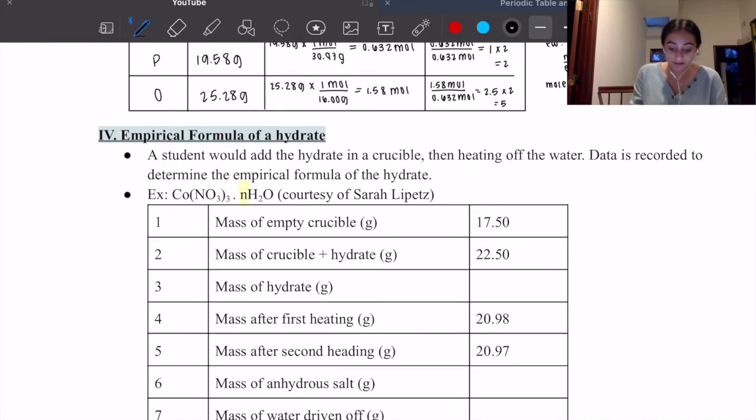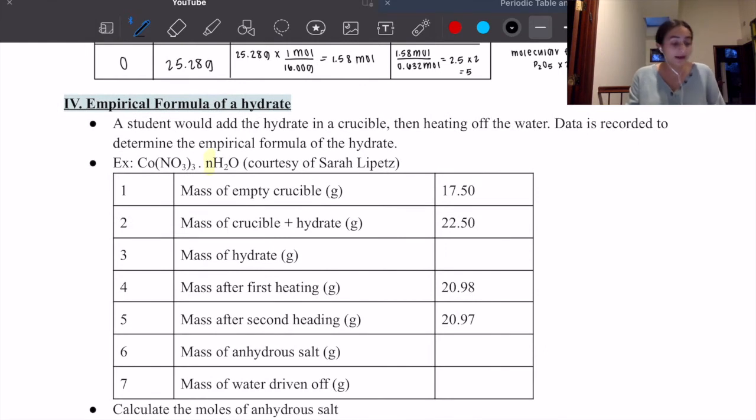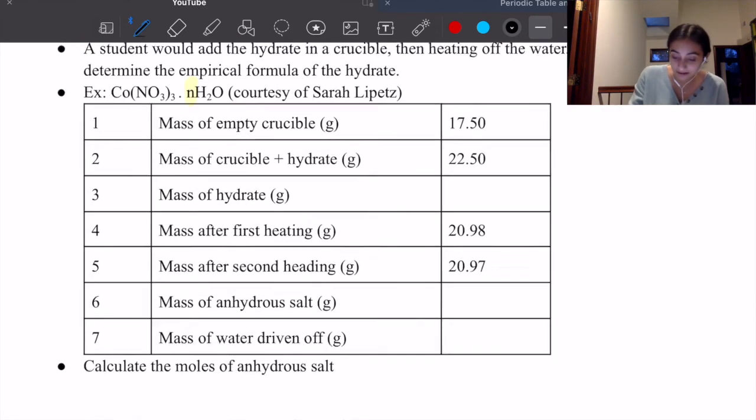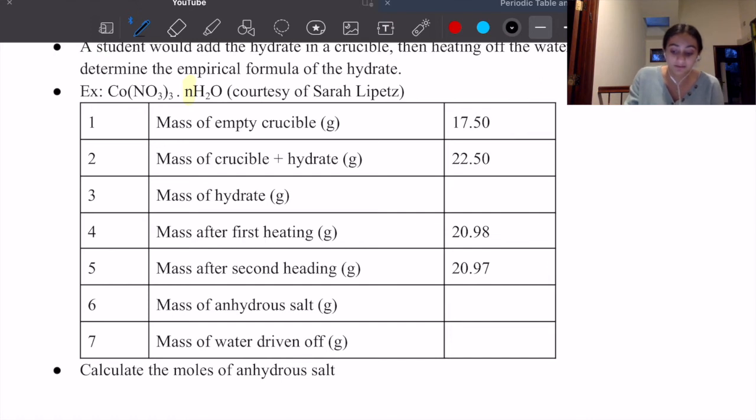Okay, so when we're calculating the empirical formula of a hydrate, we're going to want to get the number of moles of the anhydrous salt and the moles of the water driven off, and then we are going to divide those two in order to get a factor, similar to how we do with molecular weight and empirical weight, and that is going to tell us how many water molecules are in the hydrate. So we have this whole data table with information that we are going to fill in order to calculate the empirical formula of the hydrate.